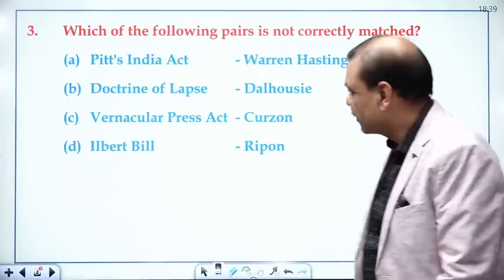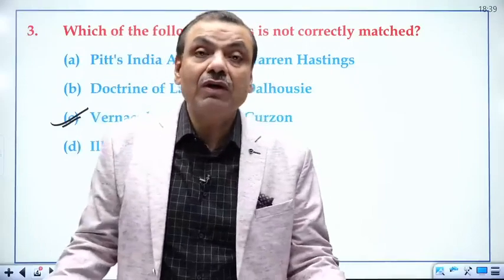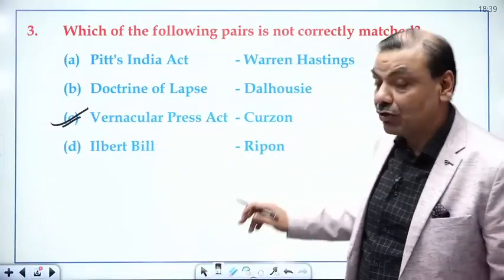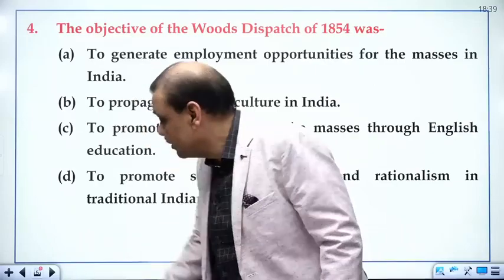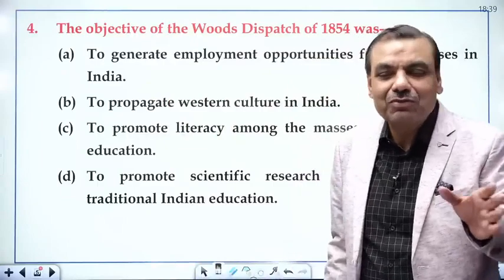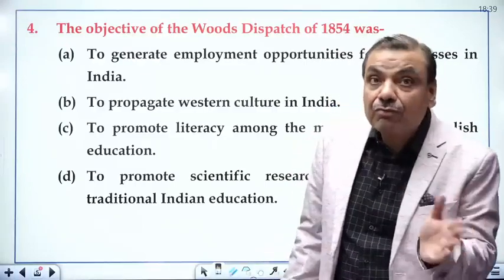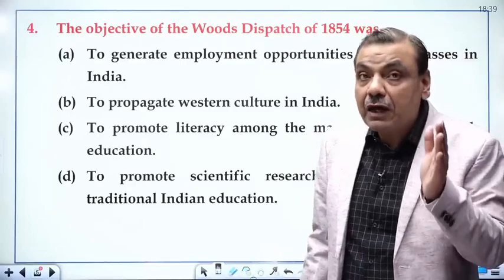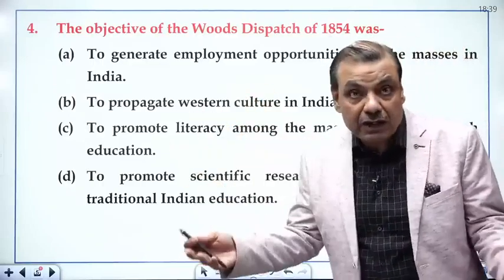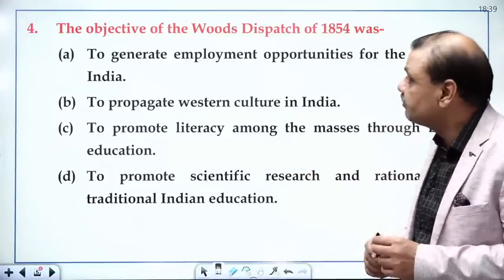Choice number C is the correct answer. Yes, because the Vernacular Press Act was associated with Lord Lytton, not Curzon. Curzon is the wrong choice, so C is the correct choice. All the three questions you people have taken the correct choice. Yesterday you committed some mistakes in the questions, so I was a bit apprehensive that possibly you had been diverted from the course of study, but today you have amply proved that you are serious, and I am happy with your performance. There is no doubt that you are doing your work honestly.